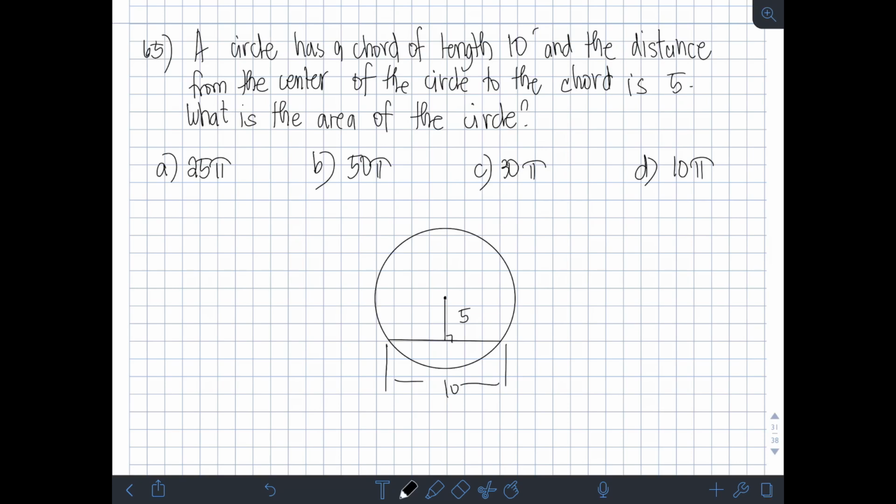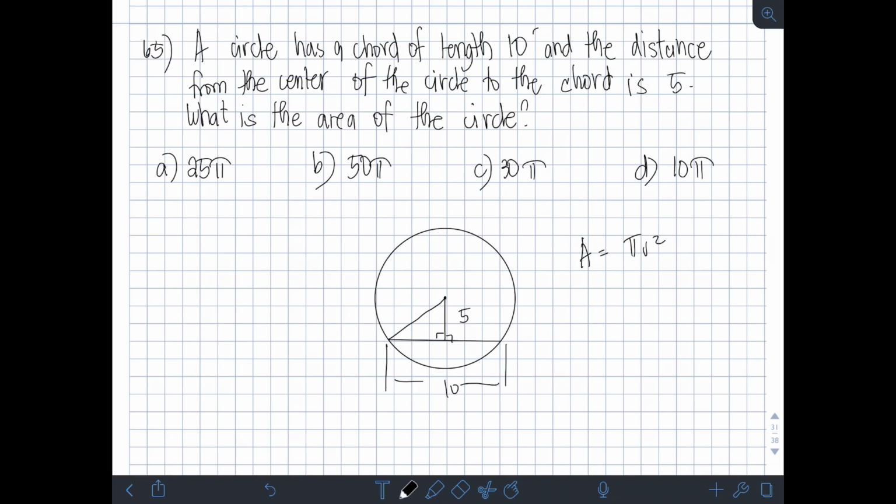So, ang kailangan natin gawin is mahanap yung radius ng circle para ma-plug in natin sa formula na area is equal to pi r square for the circle. So, draw tayo ng radius dito. Nag-i-intersect dito sa isang endpoint ng chord. So, di ba nakabuo tayo ng right triangle?